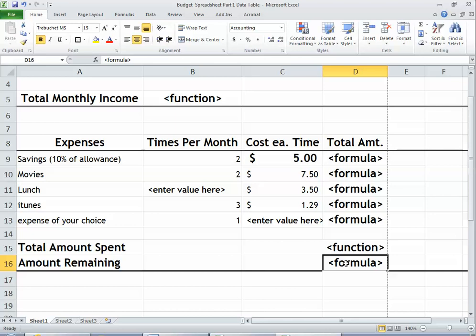And then the amount remaining is an even simpler formula. It's simply subtracting two things. It's subtracting how much money you have, which is total income, minus your total amount of money spent, and that's how much money you have left over. So again, it should be a formula, and at this point you should be able to calculate how those formulas are created.